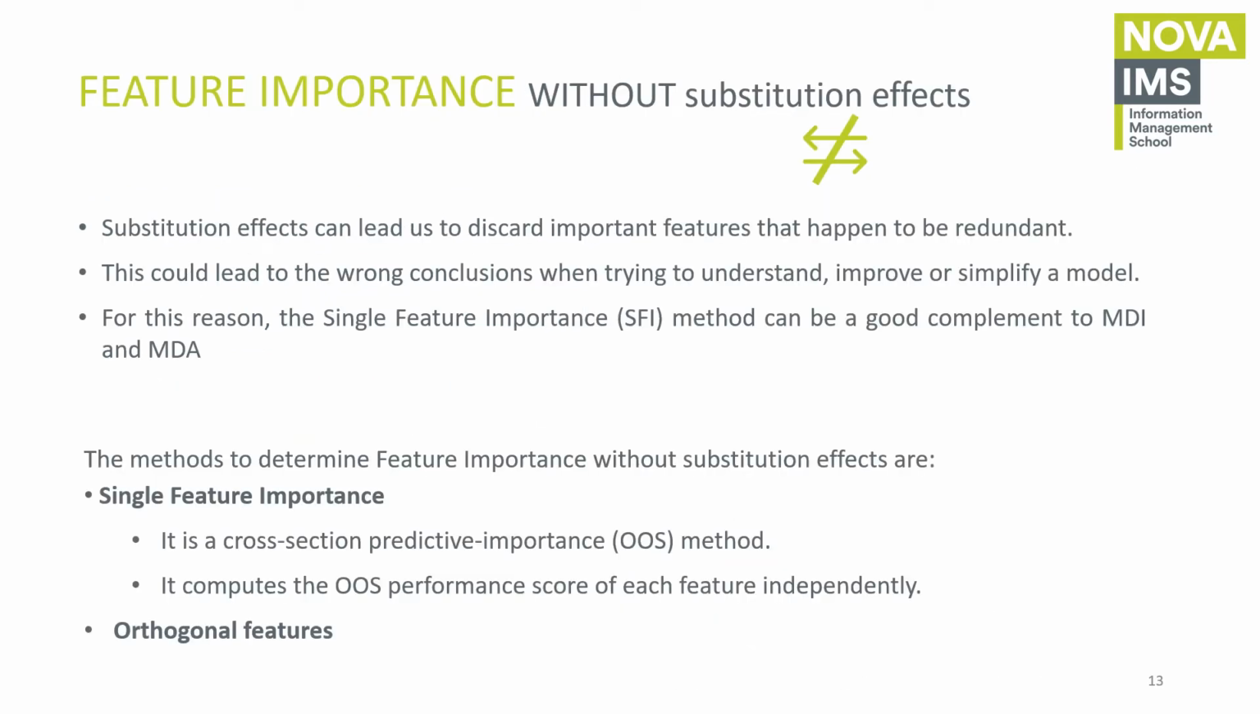Moving on to feature importance without substitution effects, we have that substitution effects can lead us to discard important features that happen to be redundant. This could lead us to the wrong conclusions when trying to understand, improve, or simplify a model. For this reason, single feature importance can be a good complement to both MDI and MDA. Within feature importance without substitution effects, we have two main methods: single feature importance, which is a cross-section predictive importance method that computes out-of-sample performance of each feature independently, and orthogonal features, which we'll be discussing later on.